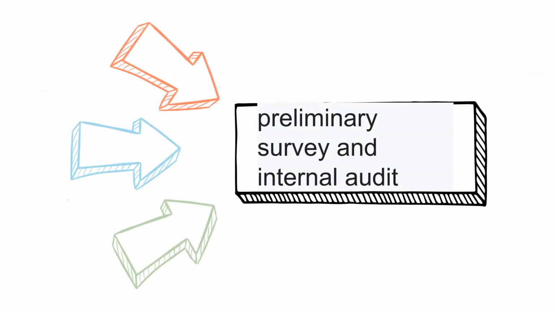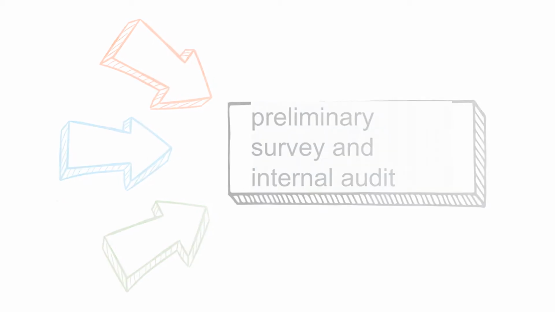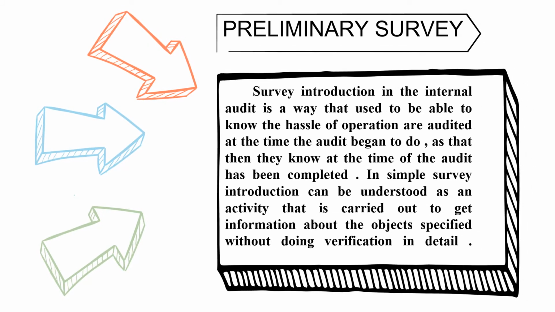In this video, we will explain about preliminary survey and internal audit. What is preliminary survey? A preliminary survey in the internal audit is a way to know the health of the operation or audit at the time the audit begins. In simple terms, a preliminary survey can be understood as an activity carried out to get information about a specified object without doing verification at that time.